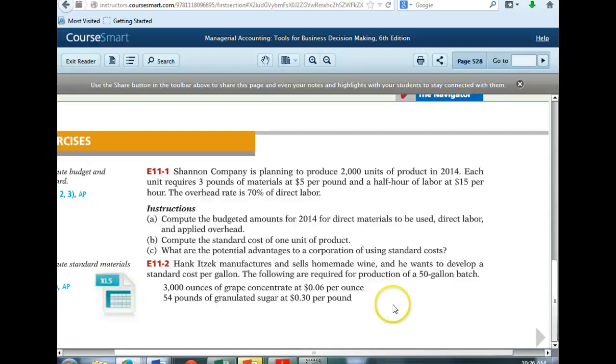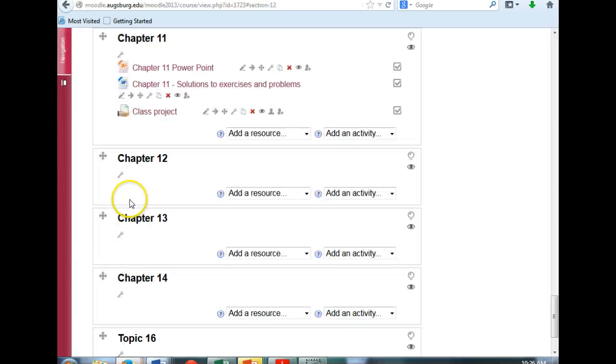Is that okay, 528? Shannon Company is planning to produce 2,000 units of product in 2014. Each unit requires 3 pounds of material at $5 per pound and a half hour of labor at $15 per hour. The overhead rate is 70% of direct labor. We're going to compute the budgeted amounts for 2014 for direct materials, direct labor, and applied overhead.